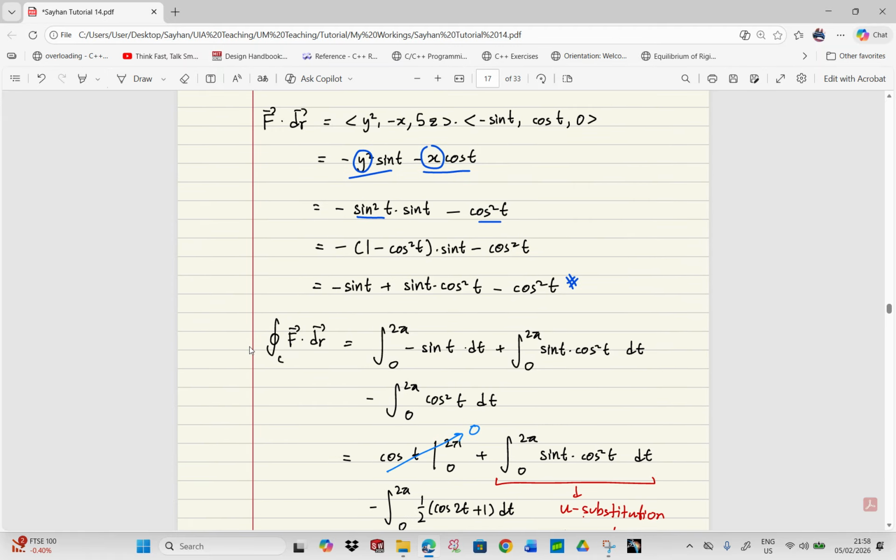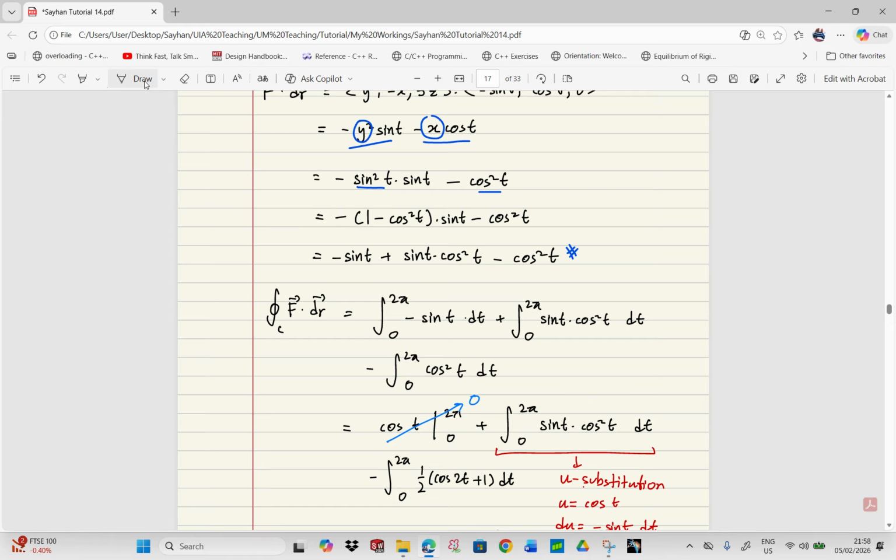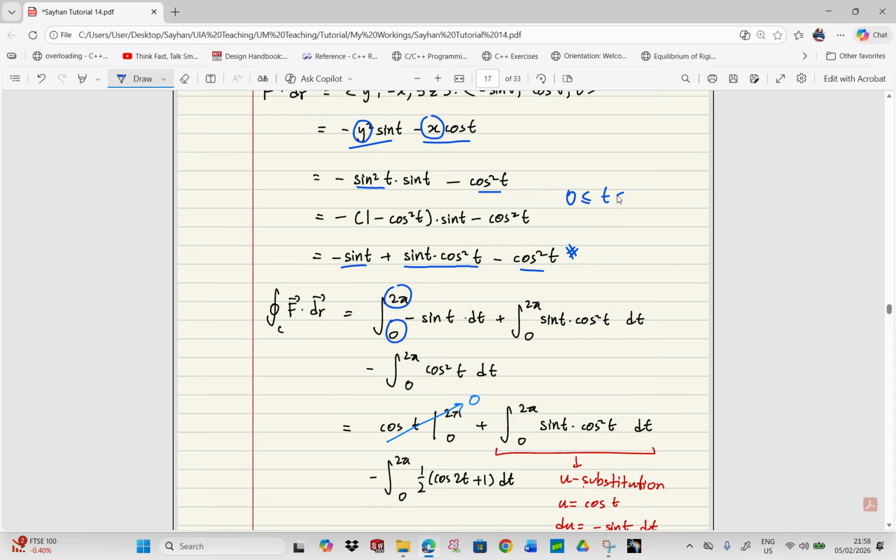And then we do the integration. I separated the integral into 3 parts: negative sine t cosine squared t, and negative cosine squared t. The limits are between 2 pi and 0 because we already defined our limits for t to be between 0 to 2 pi. So as we define our limits, we get cosine t, integrate negative sine t and cosine t, but cosine t gives the same answer at 2 pi and 0, which is 1. So 1 minus 1 is 0.